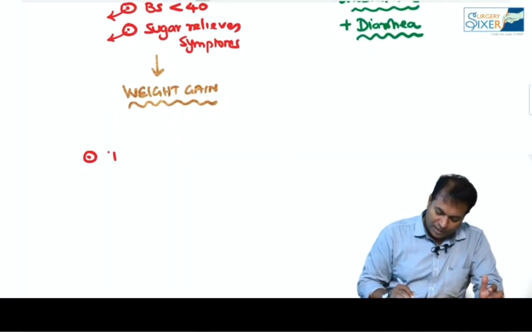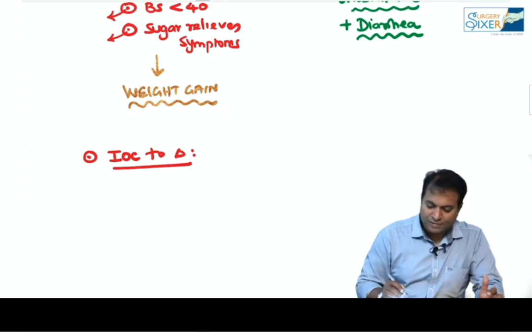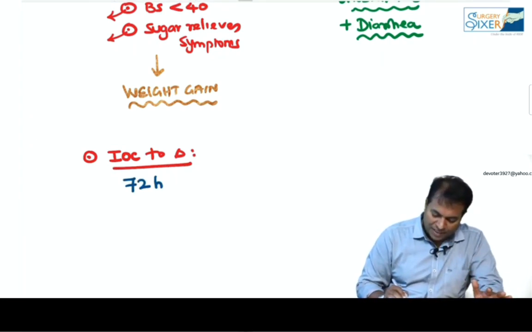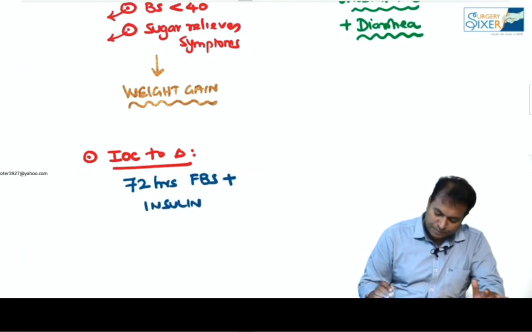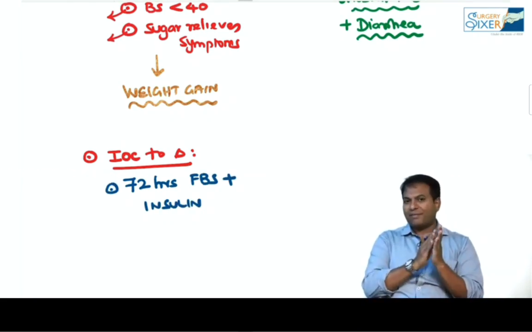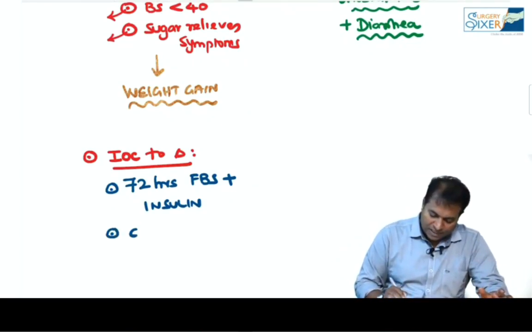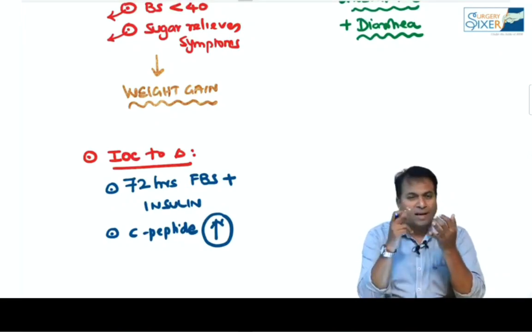Now coming to the investigation of choice to diagnose. The investigation of choice to diagnose insulinoma is very easy. We have to measure 72 hours fasting blood sugar and insulin level. And also we can measure C-peptide. C-peptide is seen with endogenous insulin, so it will be elevated. C-peptide value is elevated and there is increased insulin level.